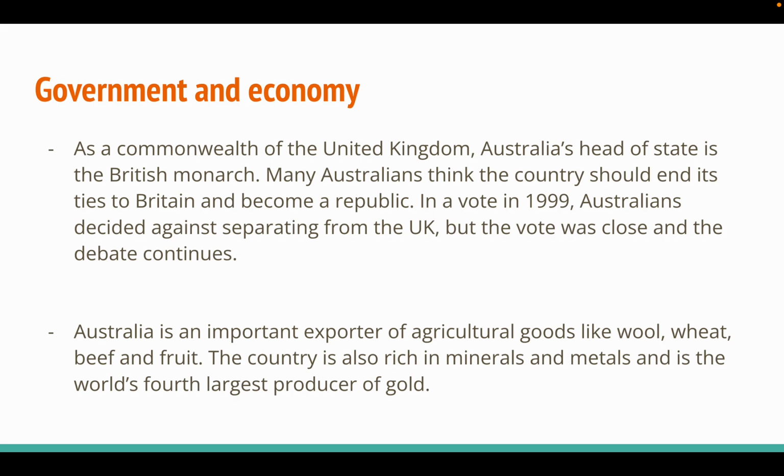As for the government, they're a part of the Commonwealth that we have mentioned before. So actually the head of Australia is the British monarch, and many Australians think that they should stop this and become a republic. They also voted for it in 1999, where it was very close, but they chose to stay with the UK. And with the economy, Australia is a big, important exporter of goods like wool and wheat, beef and fruits, but they are also rich in minerals and metal, and is the fourth largest producer of gold.